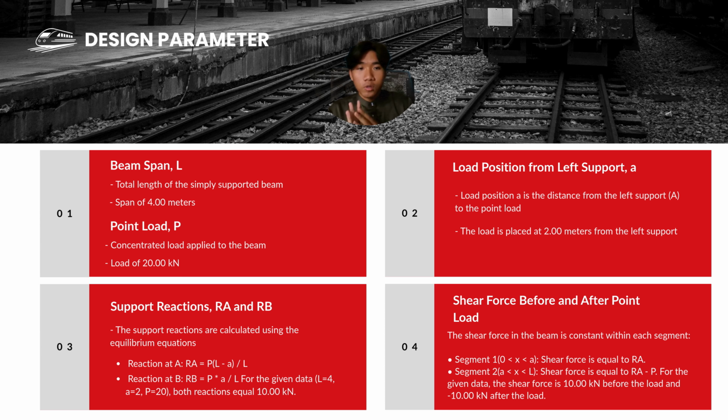So there are four design parameters that we include in this report. The first one is the beam span L and the point load P. The beam span is the total length of the simply supported beam, which in this report is a span of 4 meters. The point load is the concentrated load applied to the beam, for which we use a load of 20 kilonewton. The second one is the support reaction RA and RB.